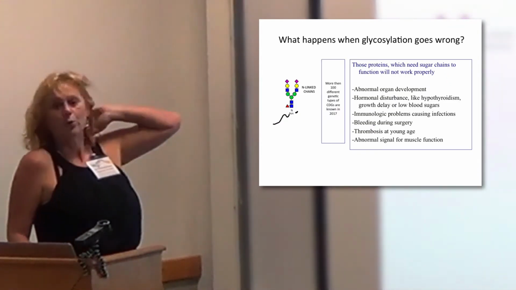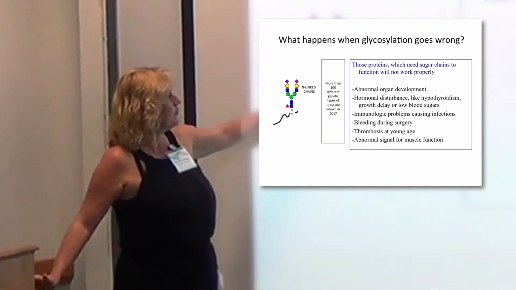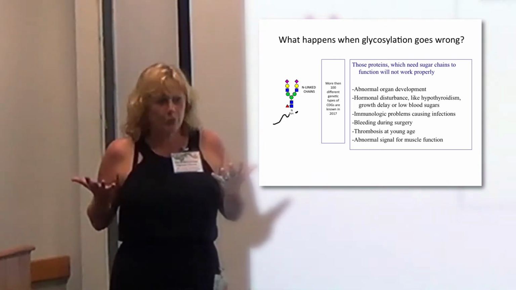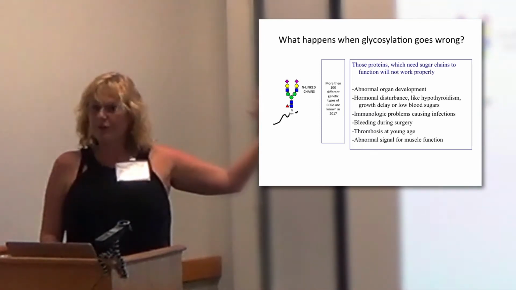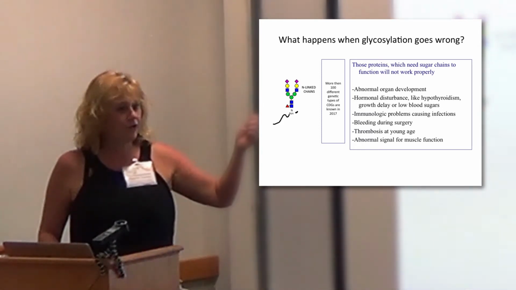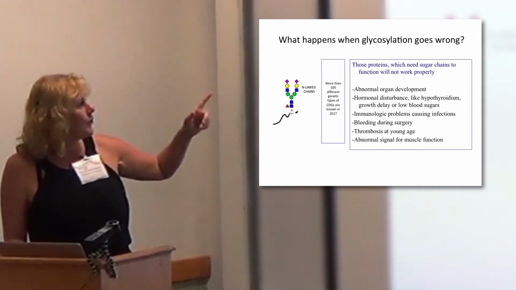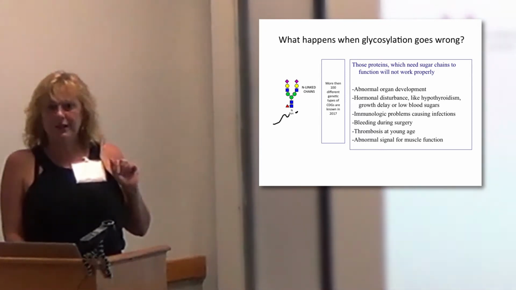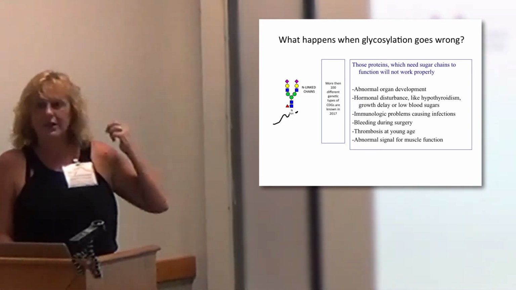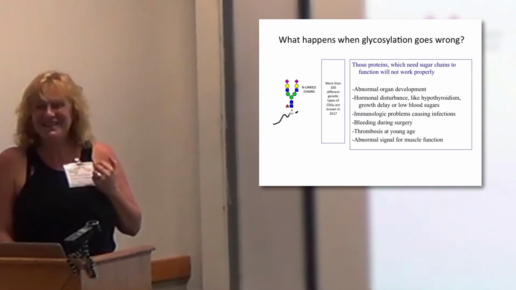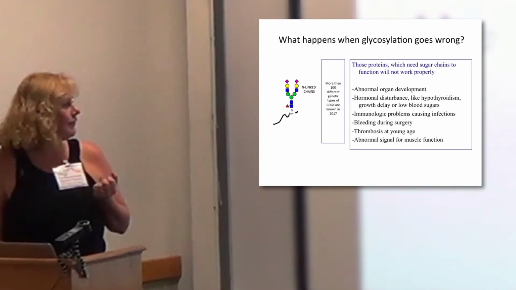So, what happens when glycosylation goes wrong? These are proteins with the sugar chains. They won't work properly without the sugar chains. So if you miss those sugars, the protein is there, you can measure it in blood, but it's not functional. Or not functional enough, not good enough. So, abnormal organ development. We see in our children that their cerebellum or their brain structure is not totally good. That's because glycosylation is essential for normal embryological development.